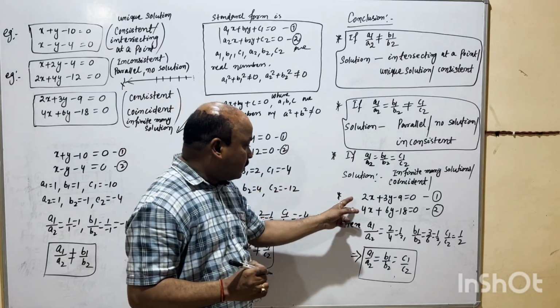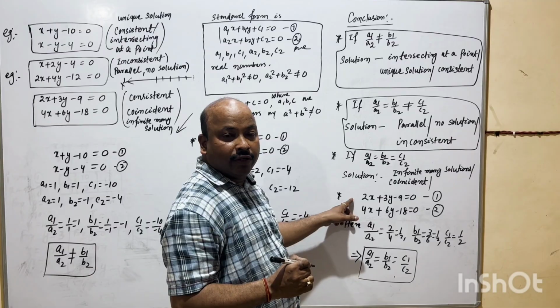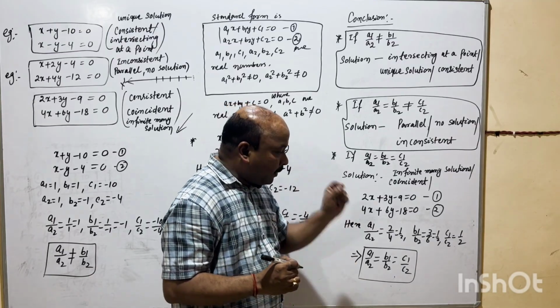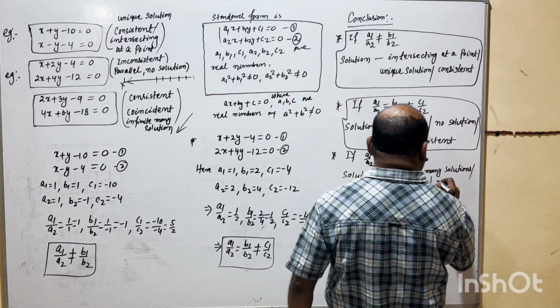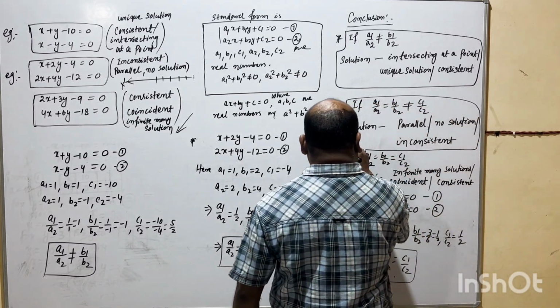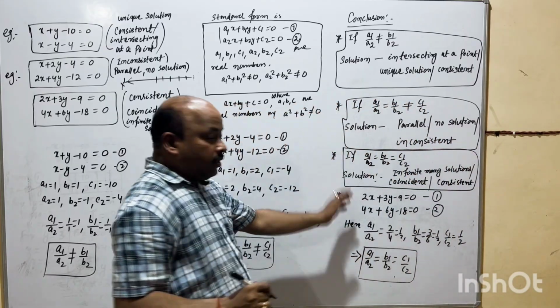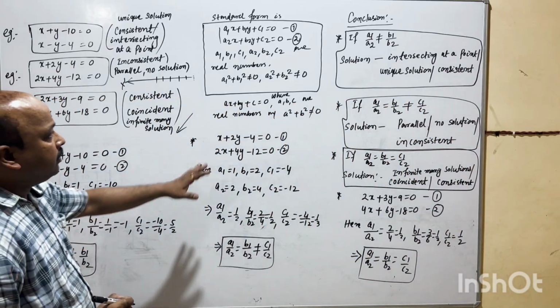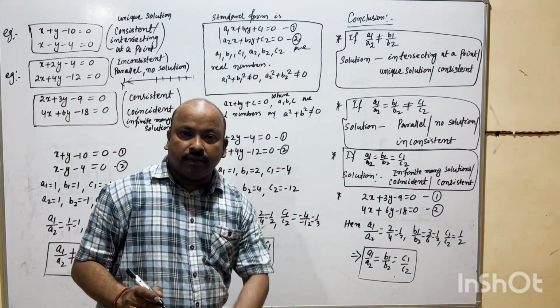And such a pair is what? A dependent pair of linear equations in two variables. And a dependent pair of linear equations in two variables is always what? Consistent. So you say consistent also. From the graph I already proved it to you. Right, students? So these are the conditions. I think you positively understood it.